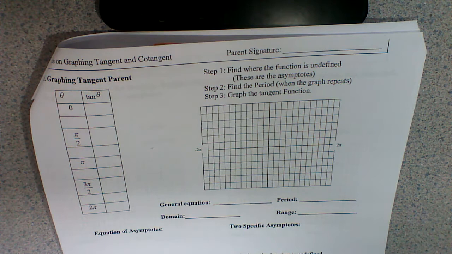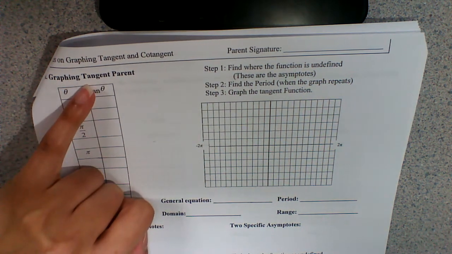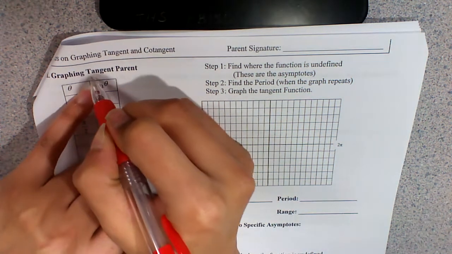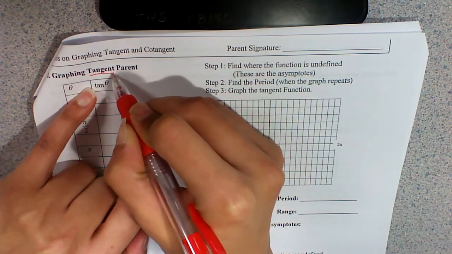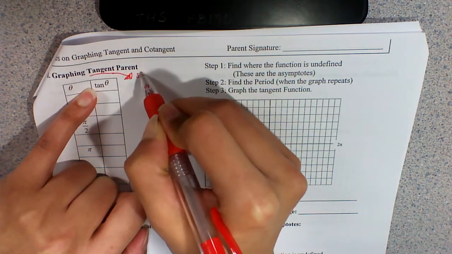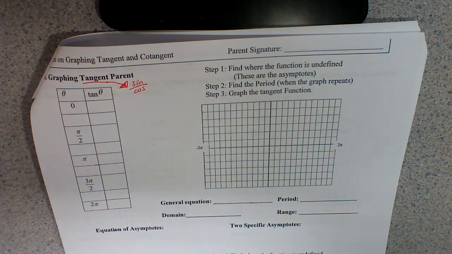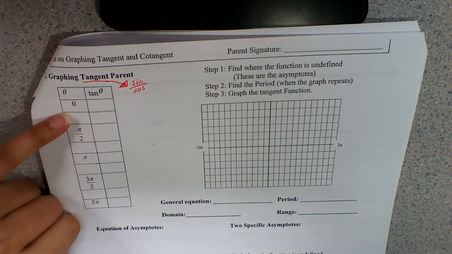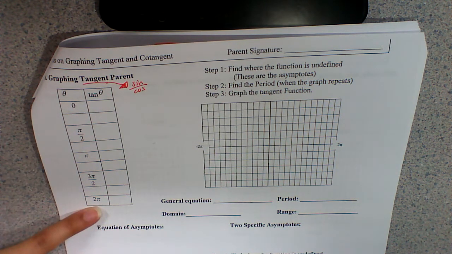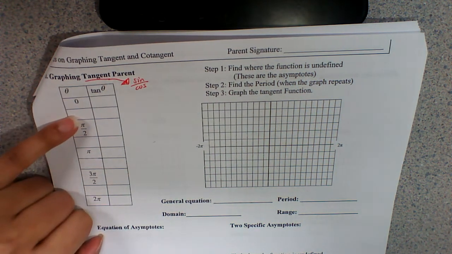So to go ahead and begin with, now remember, tangent is not really on the unit circle exactly, but remember, you can always find tangent by finding sine and dividing it by cos of some specific angle. Now, here's what we're going to do. We're going to go through the table and we're going to fill in everything that we know.